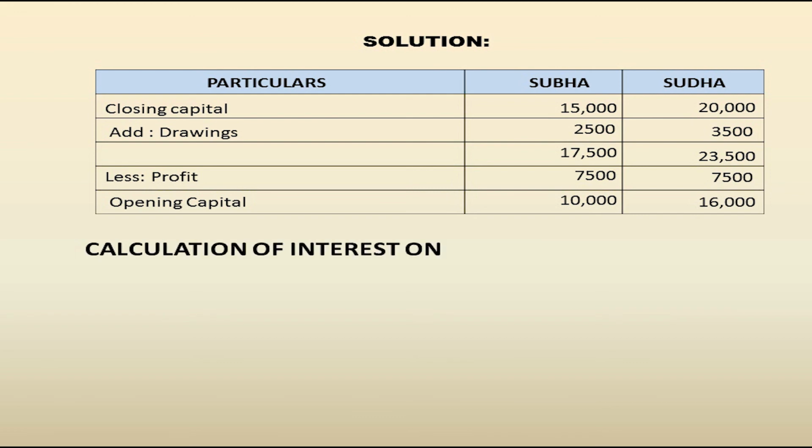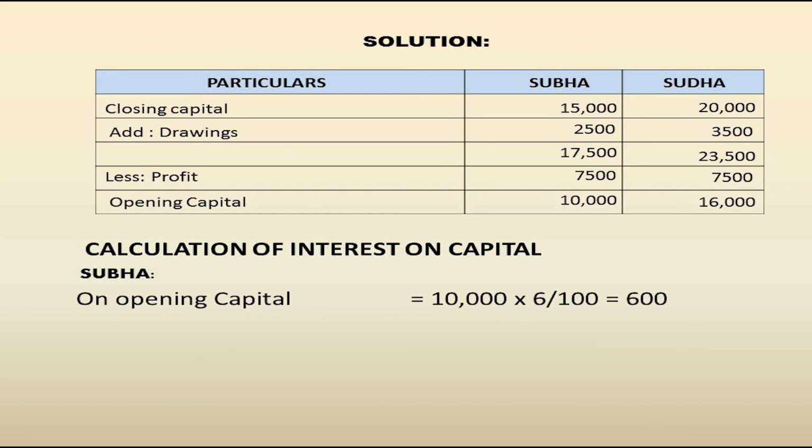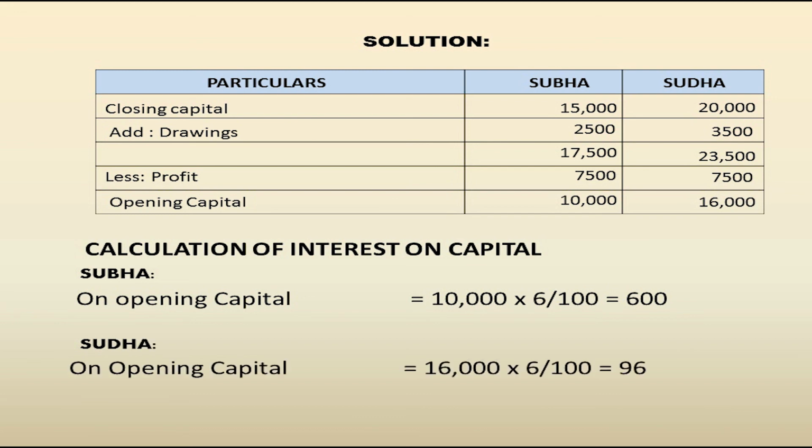Now we calculate the interest on capital. Shubha: on opening capital 10,000 into 6 by 100, it is 600. And for Sudha, on opening capital 16,000 into 6 by 100, which gives us 960.